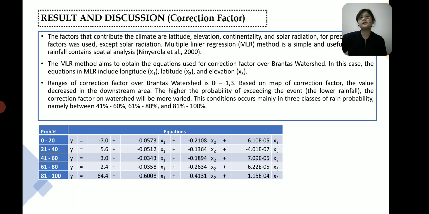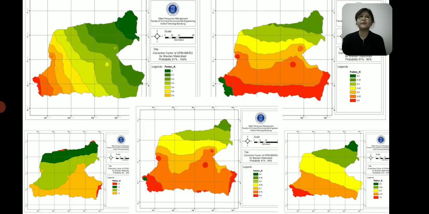Next is the correction factor. The multiple linear regression method aims to obtain the equation used for the correction factor over Brantas, and in this case, the equation includes longitude, latitude, and elevation. Based on the map of the correction factor, we can see the value of the correction factor has decreased in the downstream area, and the range of the correction factor over the Brantas watershed overall is 0 to 1.3. For the higher probability of exceeding the event, or for the lower rainfall, the correction factor will be more varied. This condition occurs mainly in 3 classes of rain probability.